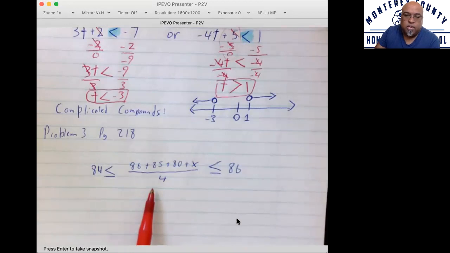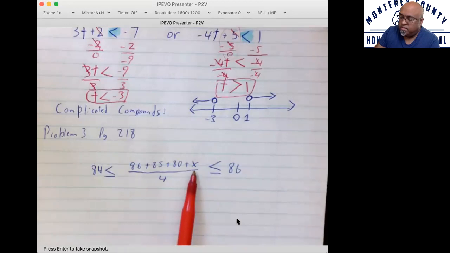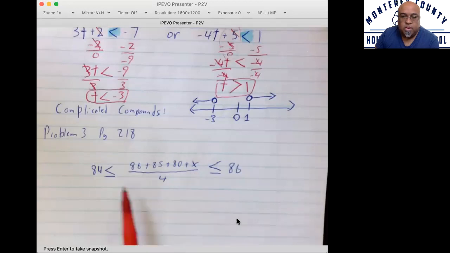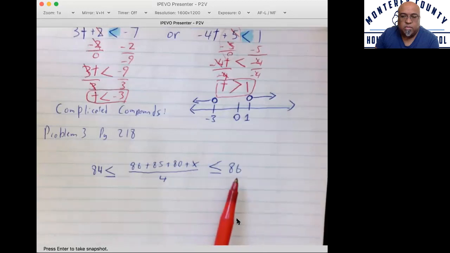So let's go ahead and take a look at the problem. What are we solving for? We're solving for x. What does x represent? It represents the test score that you would have to get in order to get a B in this class. So to get a B in the class, you have to get between 84 and 86%.